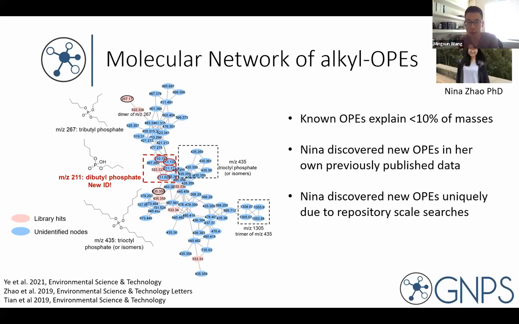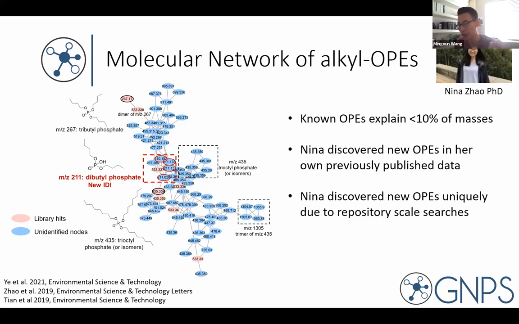What she was able to glean from the results from MassQL is that known organophosphate esters could explain under 10% of the masses that we found here. But as she was going through, she was able to discover new organophosphate esters in this data that hadn't been described in her original publications, because she just had not exhausted that.